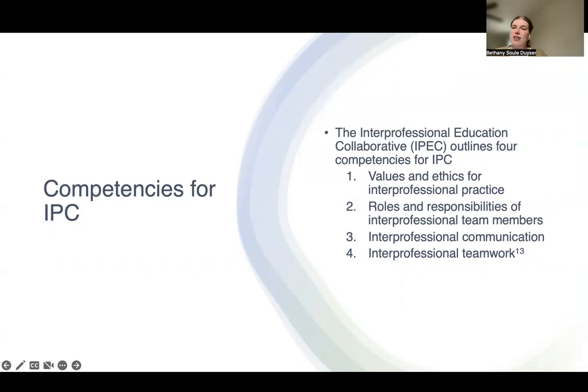Really identifying and understanding shared values and ethics in interprofessional practice, learning about and respecting the various roles and responsibilities of all the interprofessional team members, demonstrating effective interprofessional communication, and finally, establishing and following through on effective interprofessional teamwork.